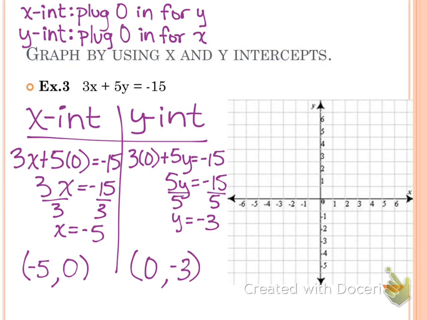Then we graph both of those points. So that means my x-intercept is at -5. On my x-axis, I put a point at -5. -5, comma 0. That's that point right there. I'll make it a little bigger. For my y-intercept, I go to my y-axis. I'm going down to -3. I'm putting a point.